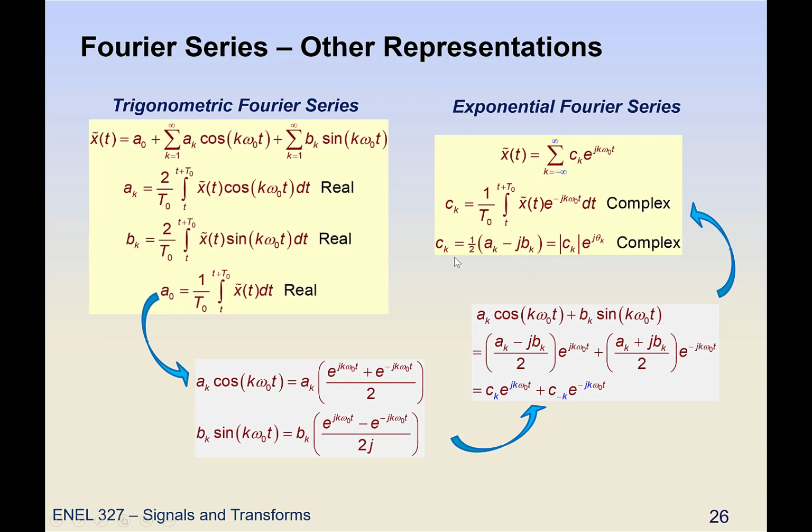And there's a relationship between the coefficients of the exponential form of the Fourier series and the coefficients of the trigonometric form of the Fourier series. Note that the trigonometric coefficients are all real. The exponential coefficients can be complex valued. They might have only a real part, they might have only an imaginary part. In general, they're complex valued. And like with all complex numbers, we can represent those in either a Cartesian form or a polar form with magnitude and phase.